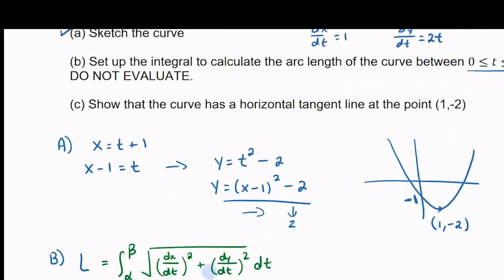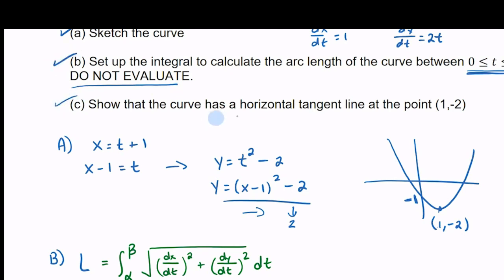So when we plug into our formula here, it's going to be 1 squared, because we still have the squared here, plus 2t squared. And if you want, you could simplify this. 1 squared is 1. 2t squared would become 4t squared. And again, the parameter goes from 0 to 2. So those are our boundaries, and we integrate with respect to t. This is the arc length. They've asked us not to evaluate, so this is all we require for part B.